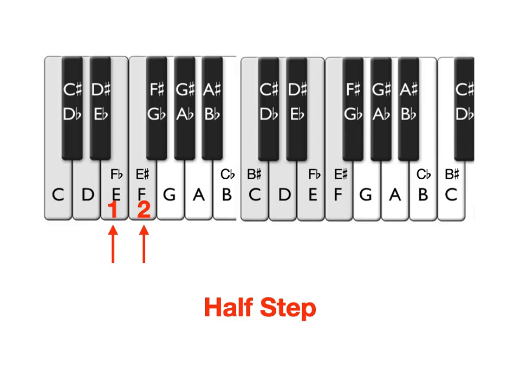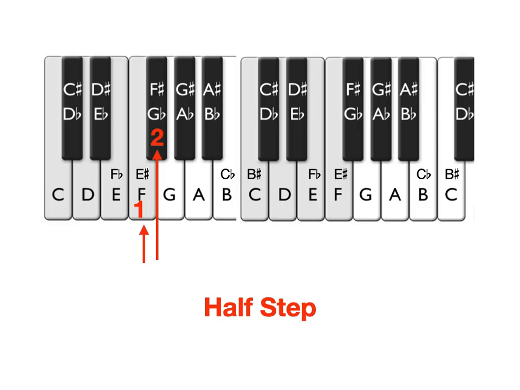Let's look at another half step starting from F to F sharp or G flat. There's 1 key to the second key. So a half step is only 2 adjacent keys. So the distance between F and F sharp, or F and G flat, is the half step.